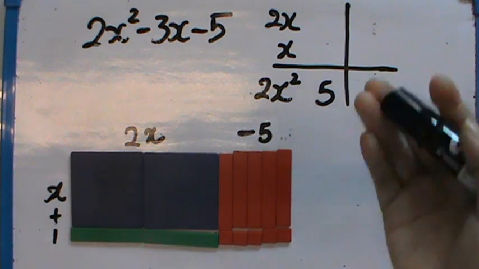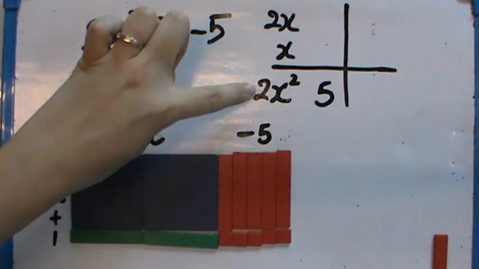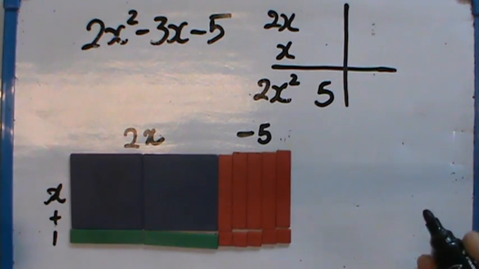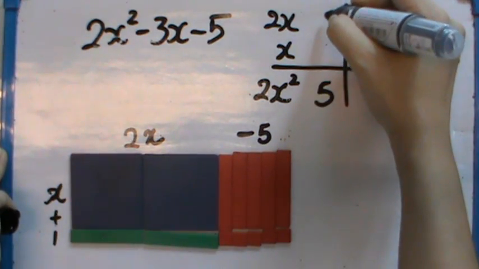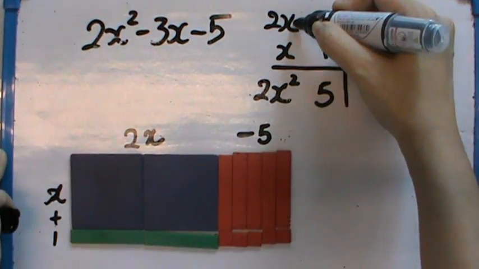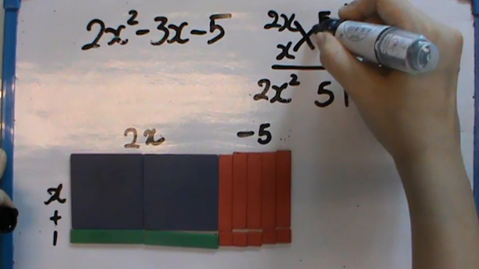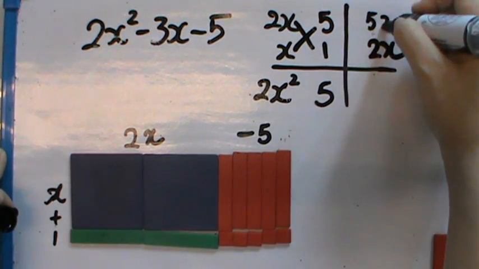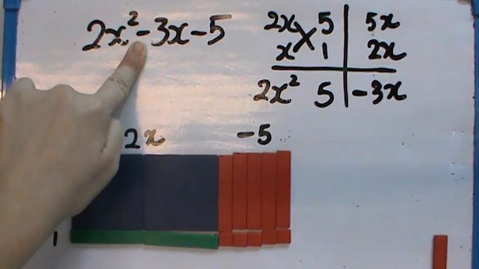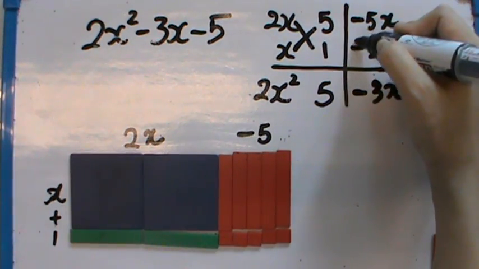Now, how should we do this in our cross method? Let's take a look. I have 2x times x, 2x squared. What are the possible factors of 5? In the first round, we tried to have 5 and 1. Let's take a look. 2x times 1 gives me 2x. X times 5 gives me 5x. If I want a negative 3x, I will need a negative 5 and a positive 2.